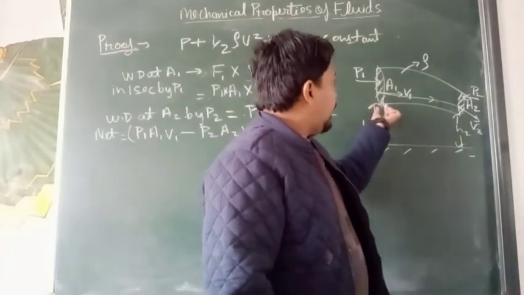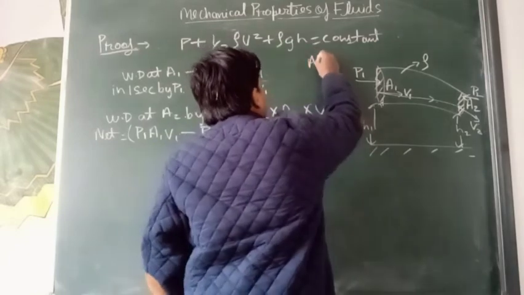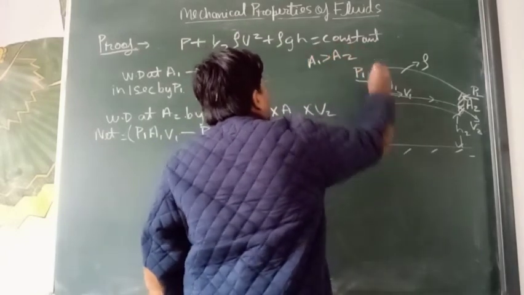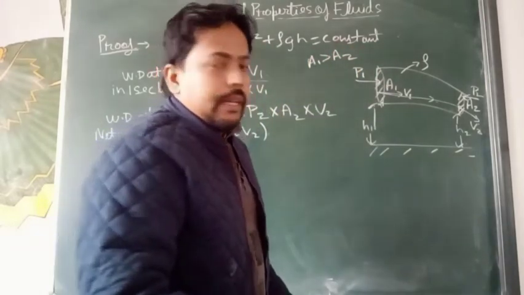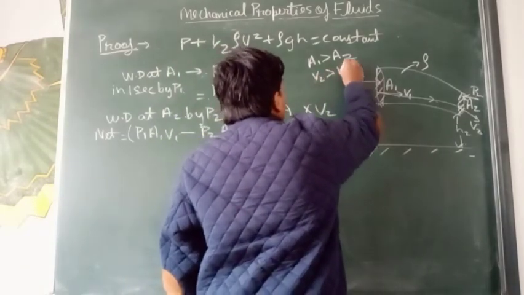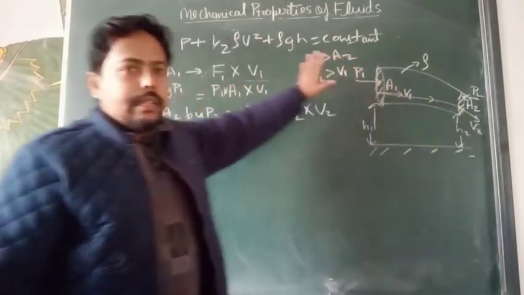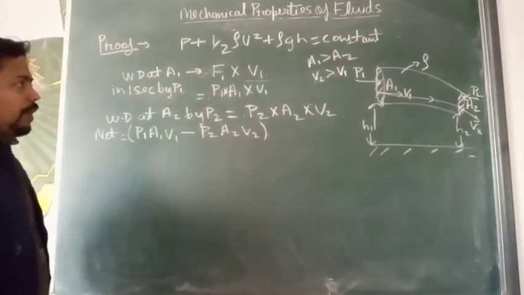You can see that here the cross-sectional area is wide. A1 is greater than A2. So correspondingly, according to the principle of continuity, we can say that V2 has to be greater than V1, because the area of cross-section is less. This we have studied in the principle of continuity.